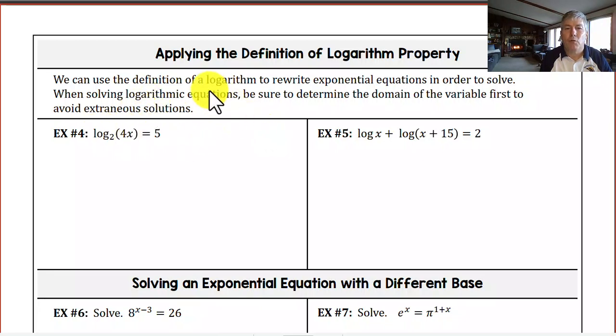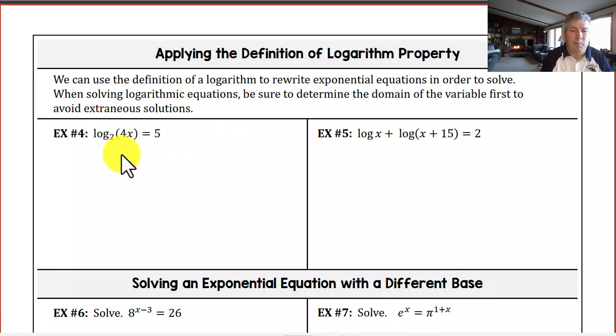In examples 4 and 5, we can use the definition of a logarithm to rewrite exponential equations in order to solve. So here in these problems, we're going to flip between logarithmic and exponential form to solve. And how I remember that is if I only have a logarithm on one side of the equation and not both sides, then I know that I'm going to switch forms.